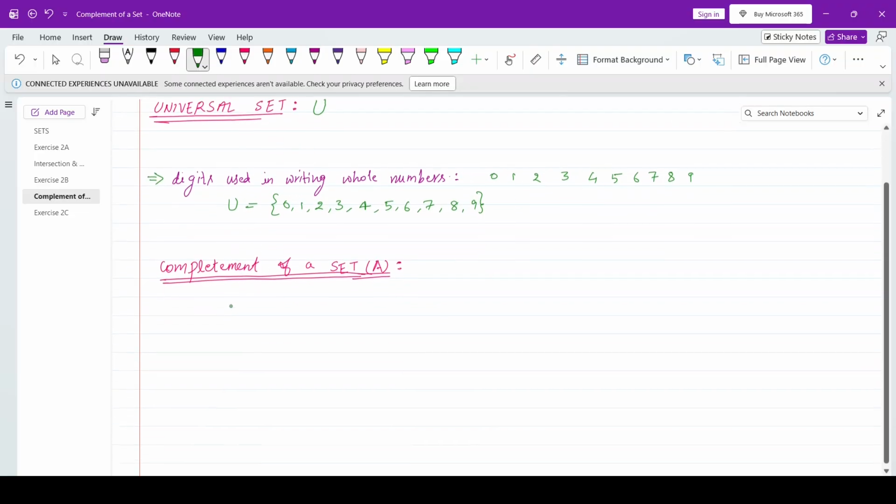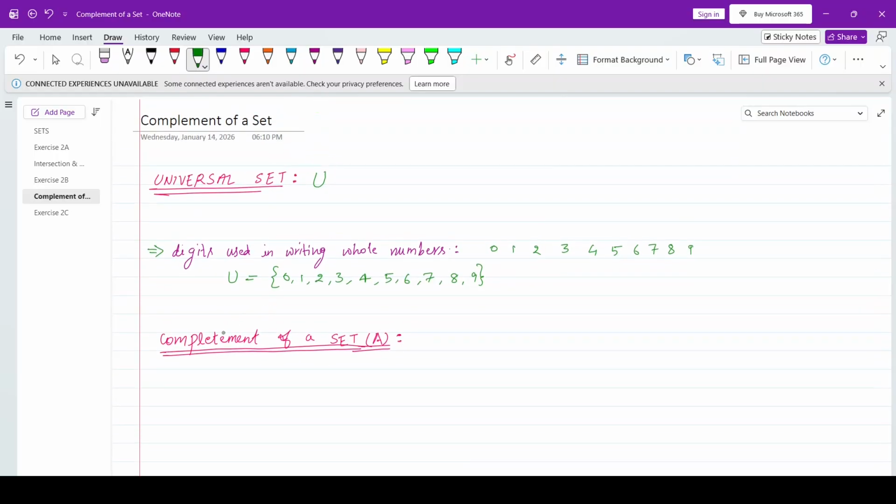Now, moving on to complement of a set, set A. So when we say complement of a set A, we denote a complement by A prime. A prime is the complement set of set A.